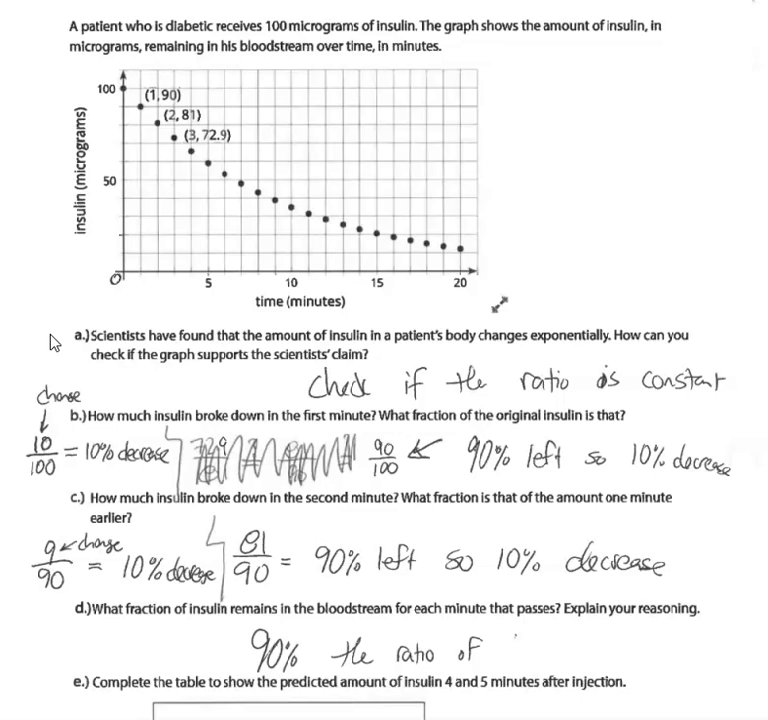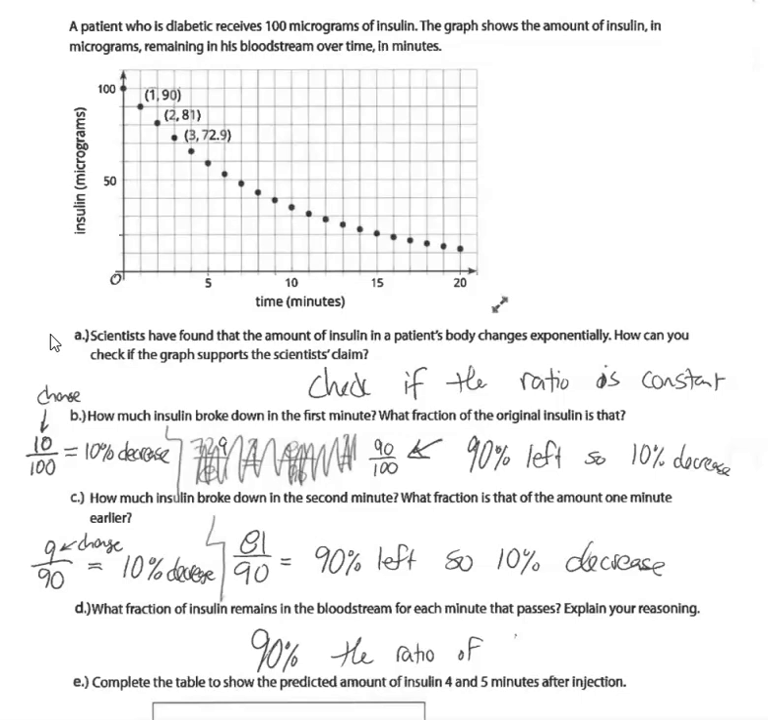The next part says how much of the insulin broke down after the first minute. What fraction of the original is that? So it was a change of 10 micrograms, and the original was 100, so that meant it went down by 10%. Also means that there is 90% left. The way I did that was I said the new number is 90, the old number is 100, so the new number is 90% of the old one, aka a 10% decrease.